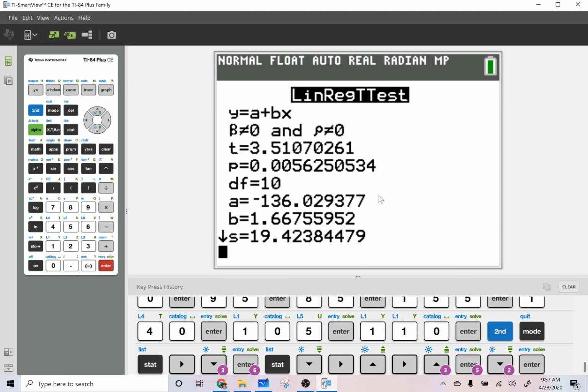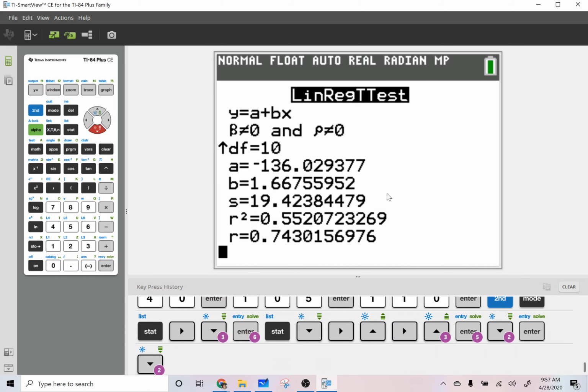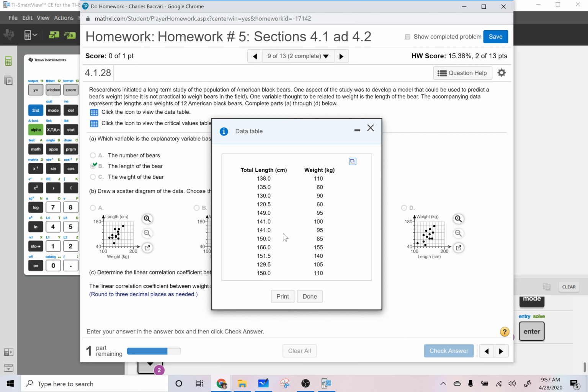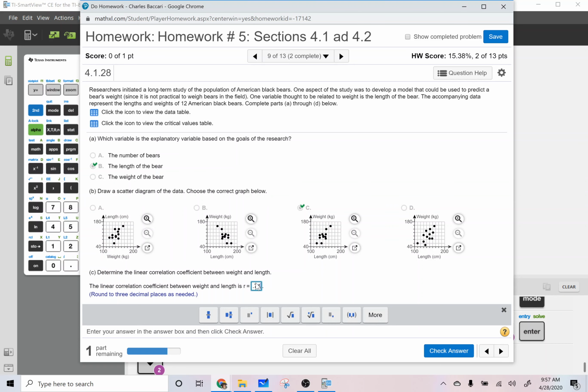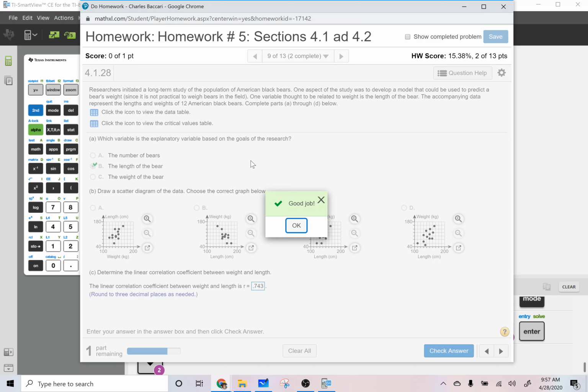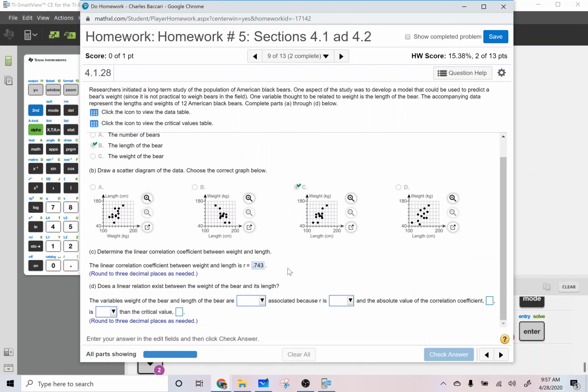Does it say R on here somewhere? There it is. R, 0.7430. 3 decimal places, 0.7430. Okay, and so you can get that.